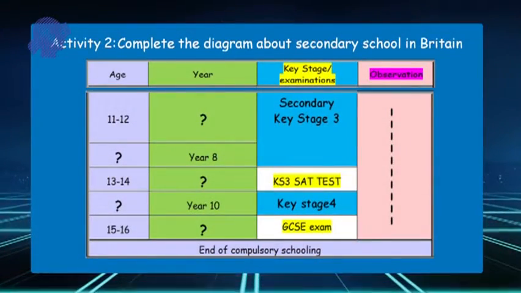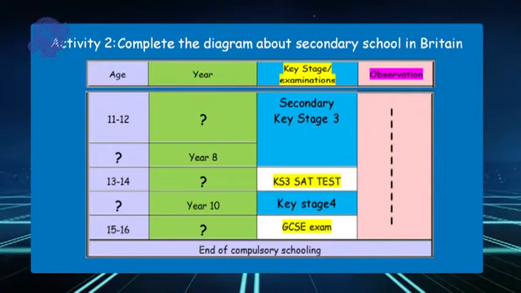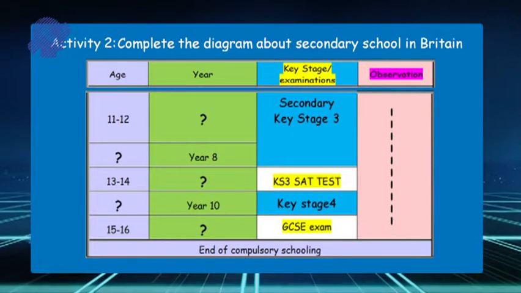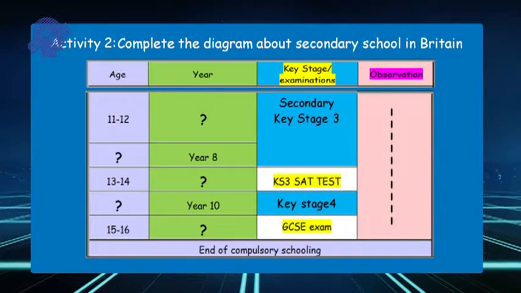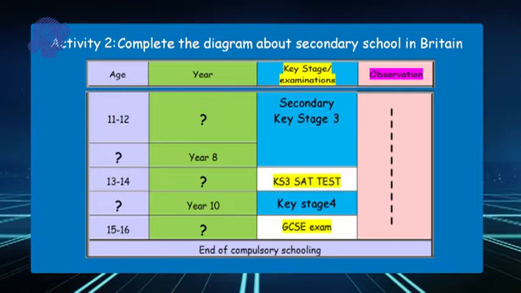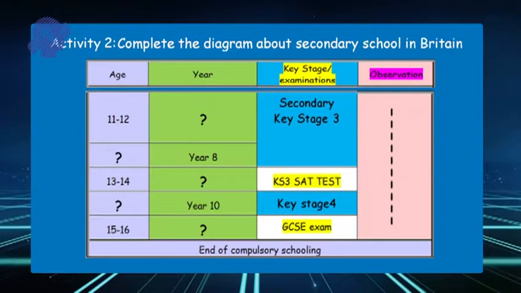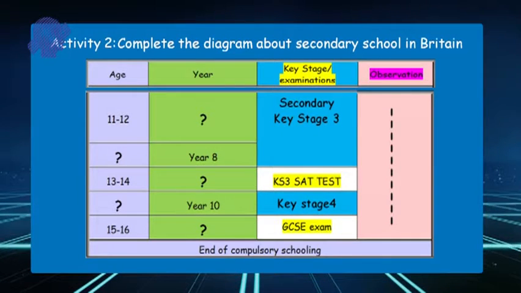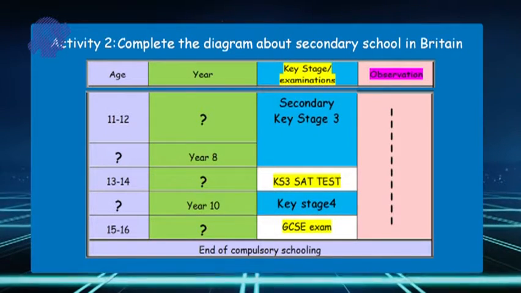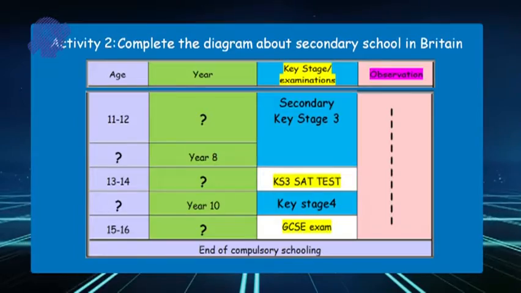So here in the diagram we have missing information. All right, so we have in the age some information missing, in the years the same thing, and in the observation column a word is missing. All right, so here you have just to complete them. Okay, so are you ready? Okay, so here is the second part of the diagram.